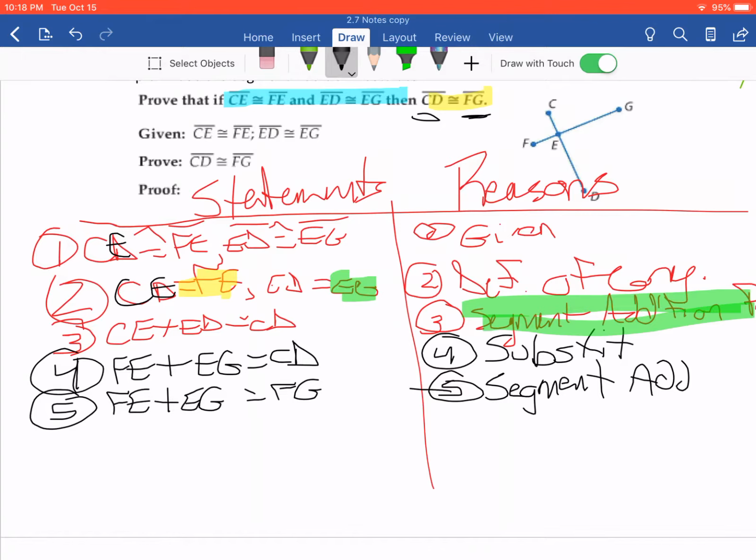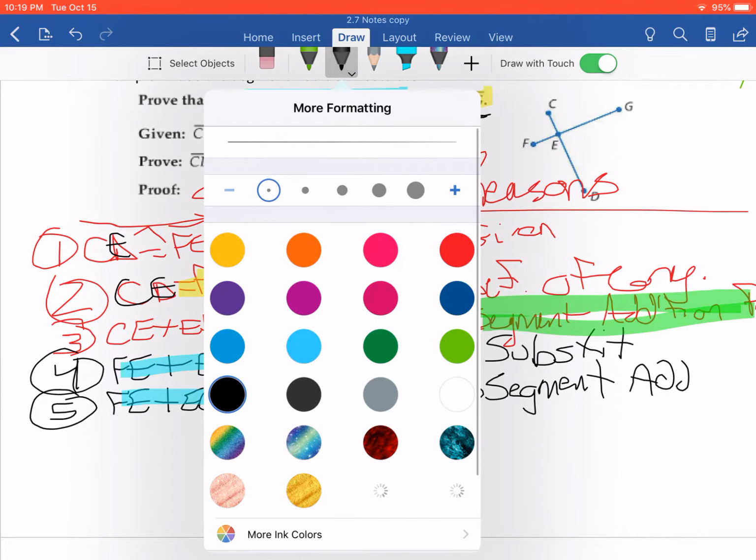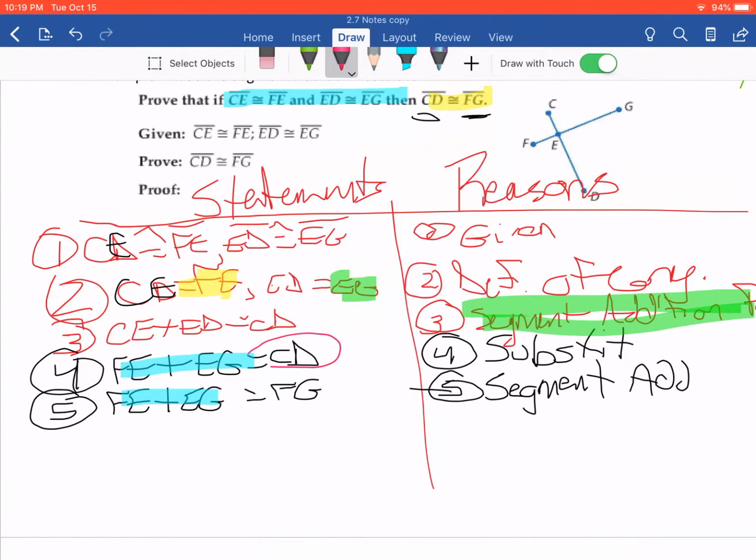Now hopefully you will see some kind of relationship here between our step three and step four. We have FE plus EG in both spots. So hopefully you're able to tell that we see a substitution here. I can say now that CD is the same as FE plus EG. So step six says that CD by substitution is the same thing as FE plus EG, and it is equal to FG. Again in step six, that was just substitution, and that came from our step four.